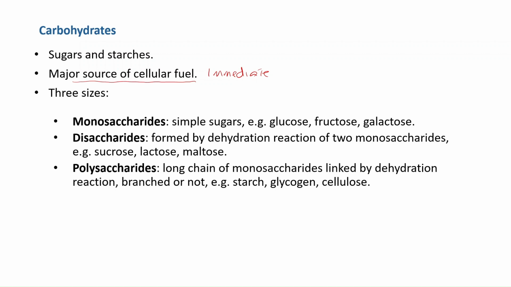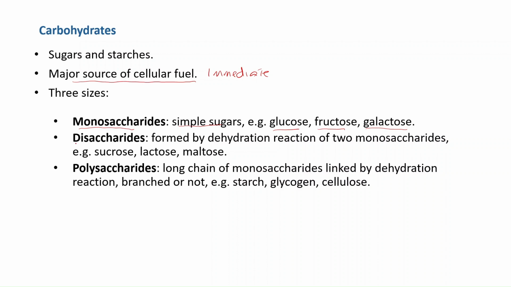There's 3 major sizes. Monosaccharides is just a monomer. So those are the simple sugars. And yes, it's a good idea to know the names of the most important ones. So glucose, that's the blood sugar. Fructose, that's the sugar found in fruit. Galactose. All of those are monomers.